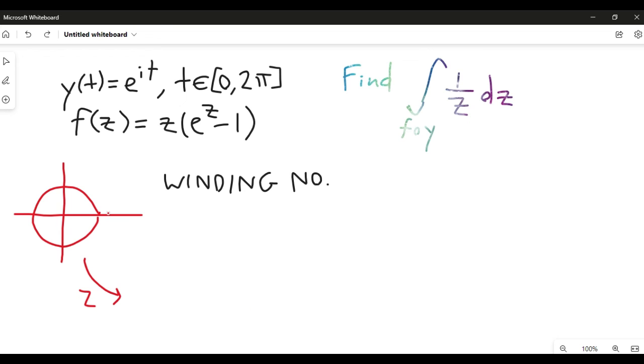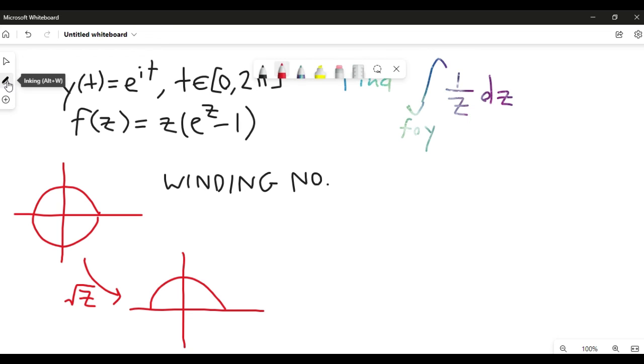Versus, if this was maybe z to the 1/2 or square root of z, if we chose a certain branch for that, the image of the curve might look something like this. And in this case, the winding number would be 1/2. So it's the total number of times that it goes around the origin, or you can also think of it as the change in argument of the function, where if the change in argument is 2 pi, you would say that the winding number is 1, and if it's 4 pi, you would say that it's 2, and so on. So that's the idea.